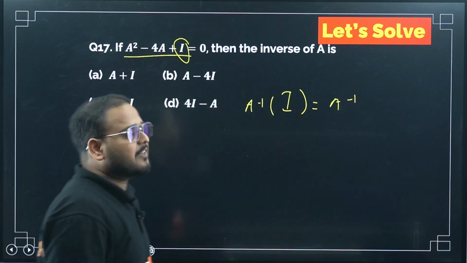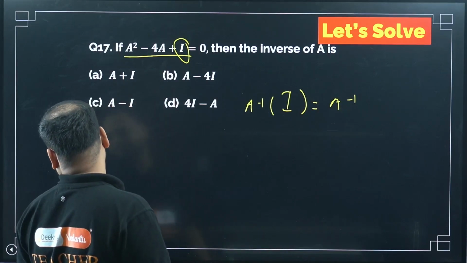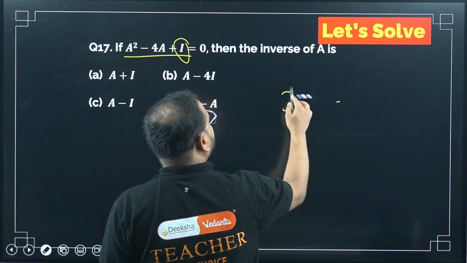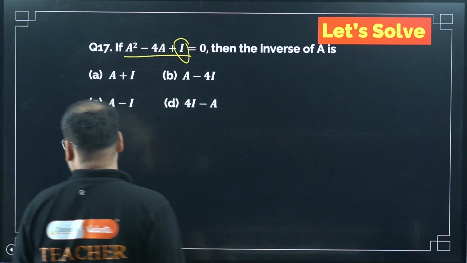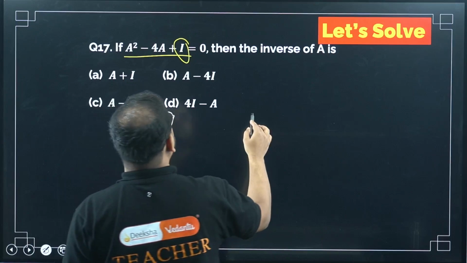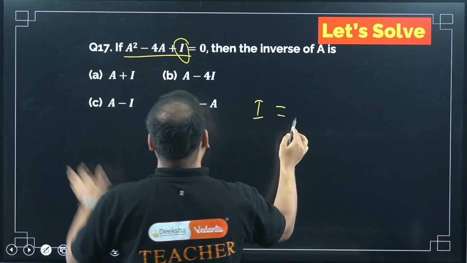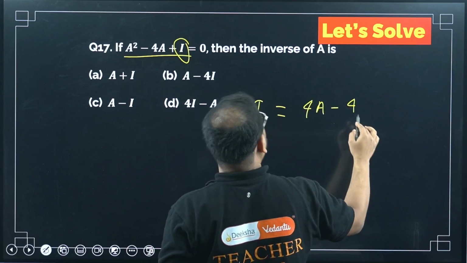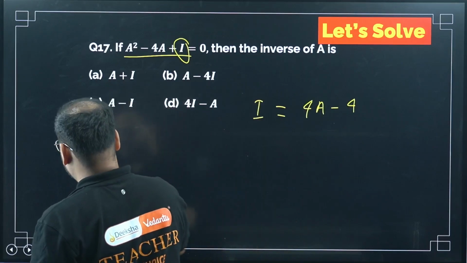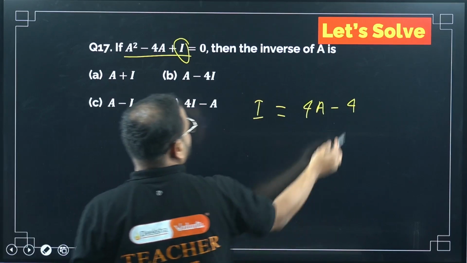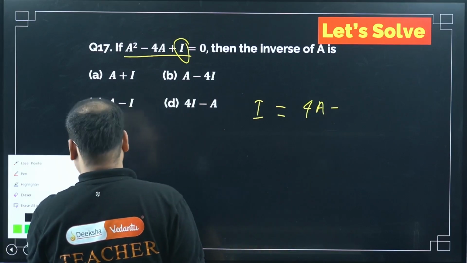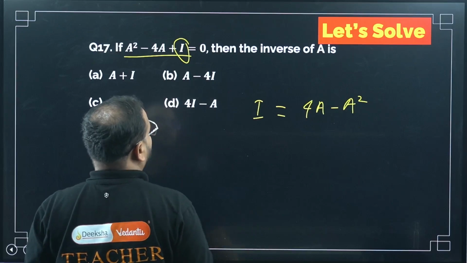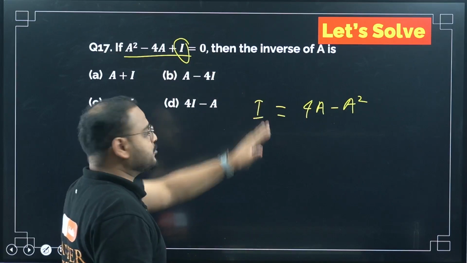So if I can keep just I on the left hand side, then this might give me my result. I have to think in that way. So I will take this I over here and take the other things to the other side. So 4A minus A square, not 4A square. 4A minus A square. The 4 becomes positive because the negative goes to the other side.